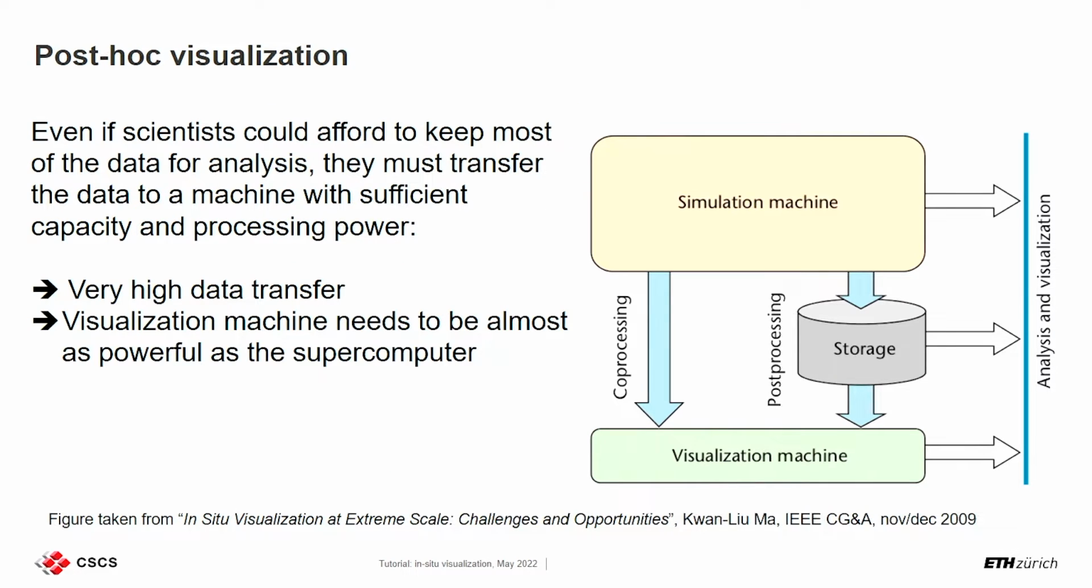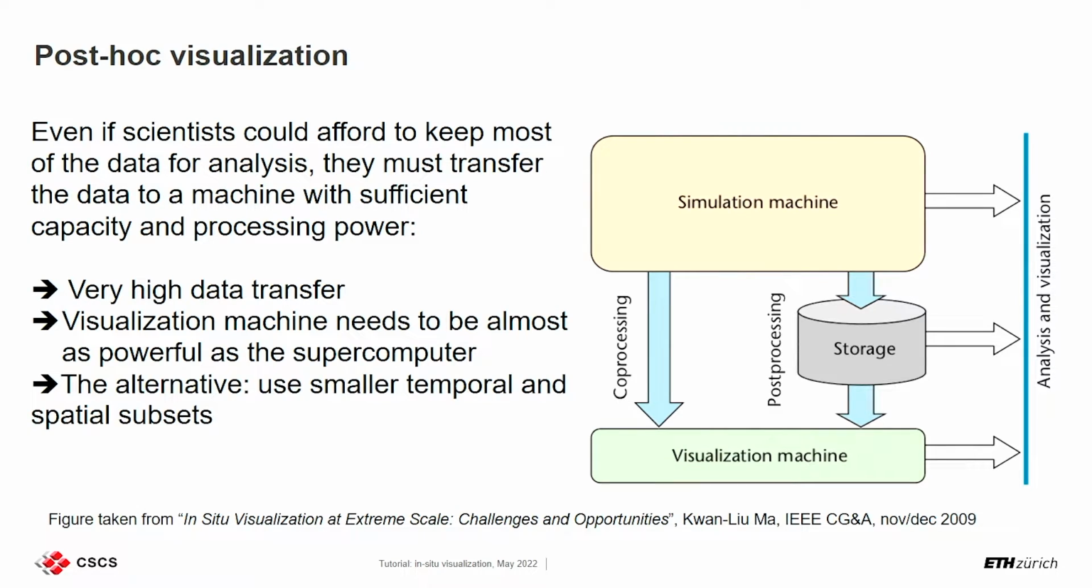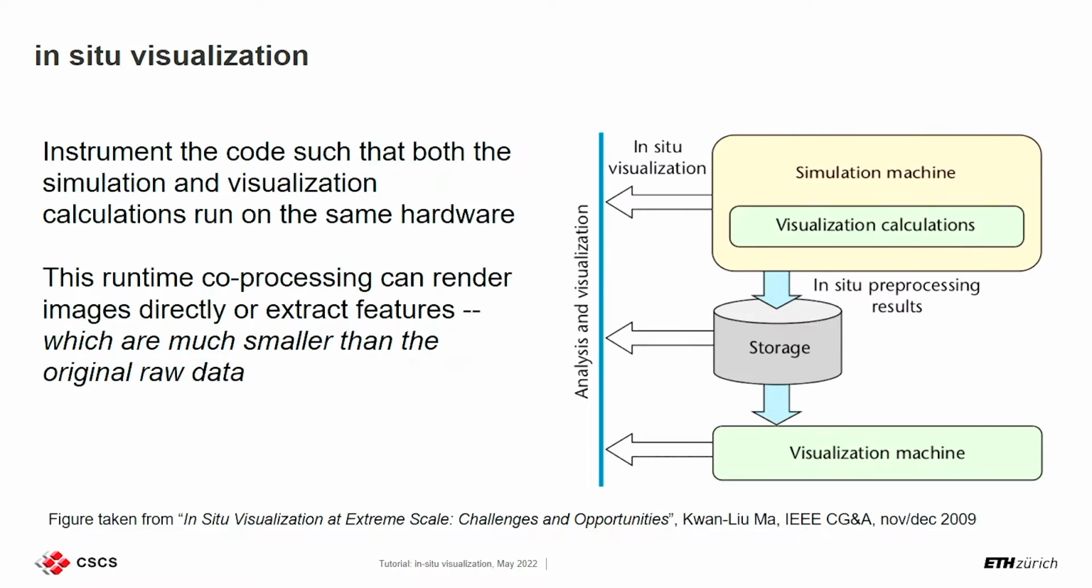All right, so post-hoc means moving data to the visualization machine. The requirement is, of course, having a very high data transfer rate, and then having a machine that is almost as capable as the supercomputer itself. In the case of PITSDAINT, we had at least that part resolved. The alternative, which you have all practiced, is doing subsampling both in time and space.